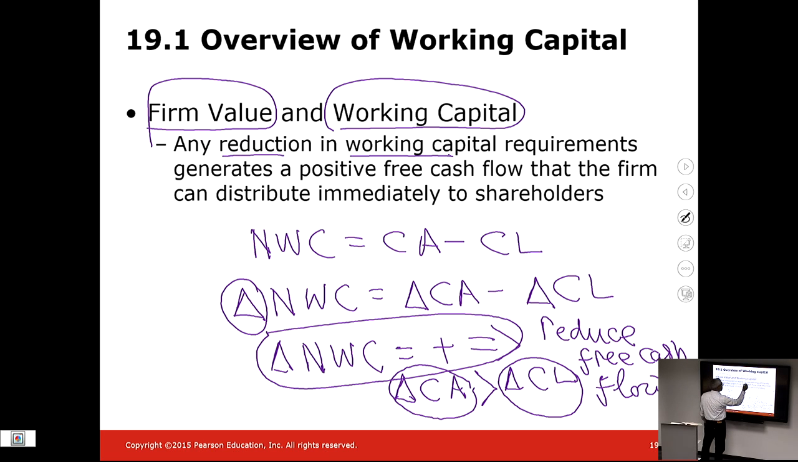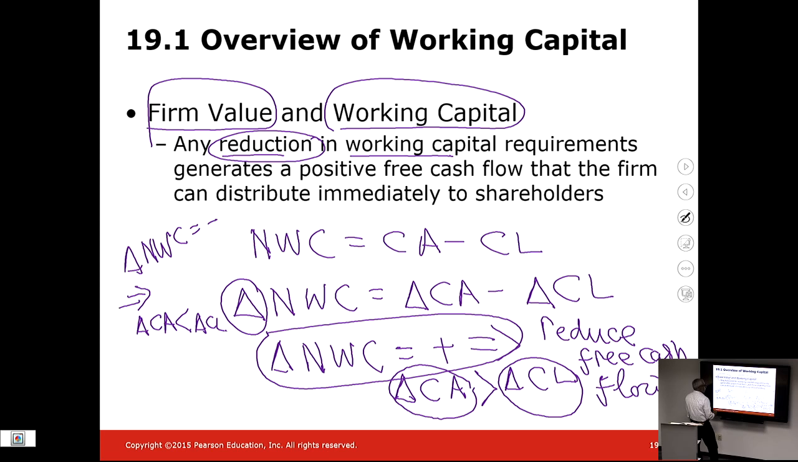If net working capital is reduced, so delta net working capital is negative, that means next year's working capital went down compared to this year's net working capital. This would imply that the change in current assets is less than the change in current liabilities. Thus, this would imply an increase in cash flow. So a reduction in net working capital generates positive free cash flow.